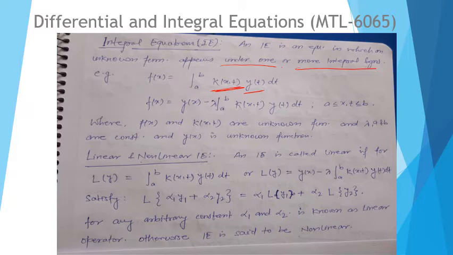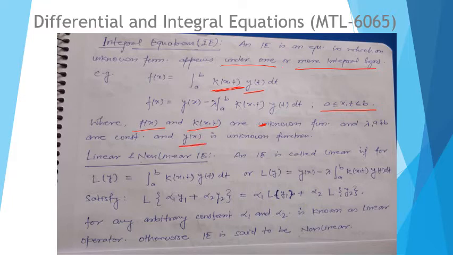What are x and t? x and t lie between a and b, where f(x) and K(x,t) are known functions, and lambda, a, b are constants, and y(x) is the unknown function.